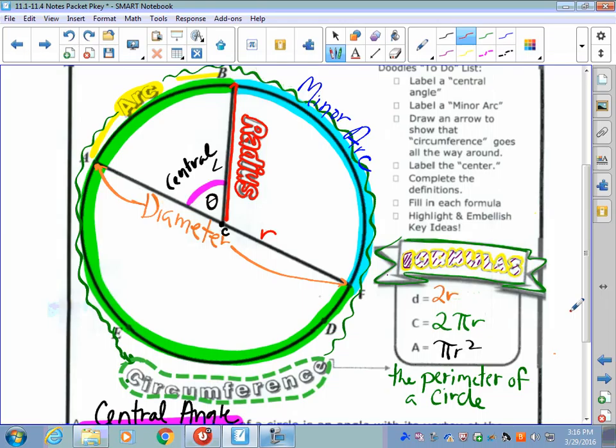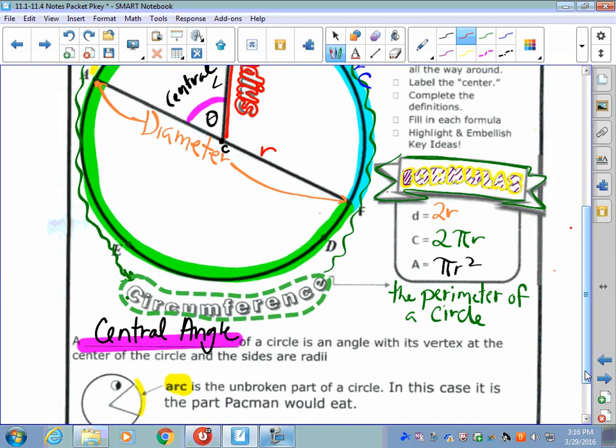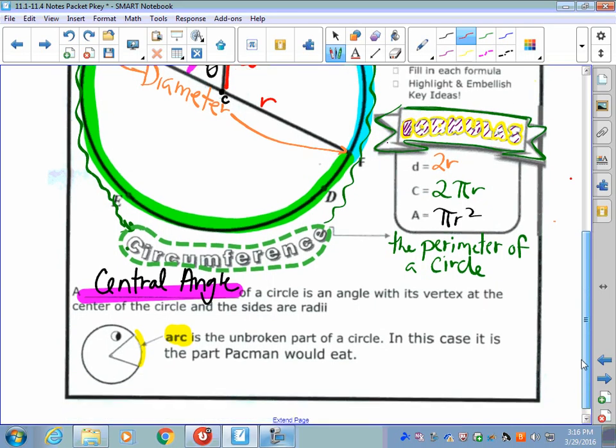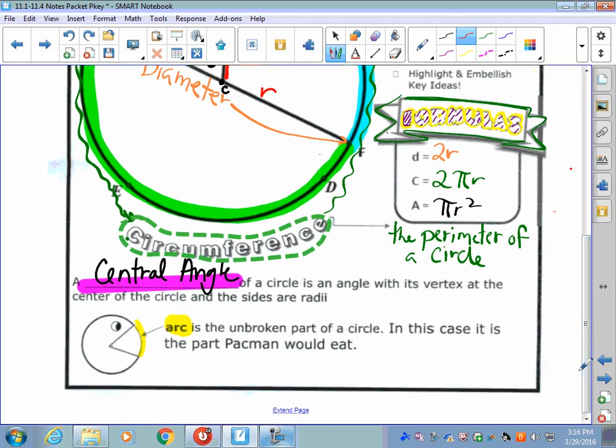Okay? All right, so you have to hit your formula, so just embellish that. D represents diameter. Diameter is 2r, meaning it takes twice the radius, 2 times the radius equals the diameter. Circumference is 2 pi r, and area is pi r squared. And then I just said that the perimeter of a circle is the same thing as the circumference. And then I highlight the arc, so you have a definition for that.